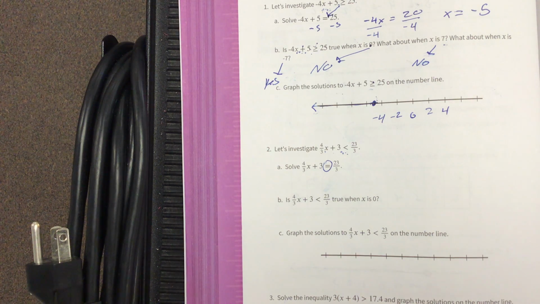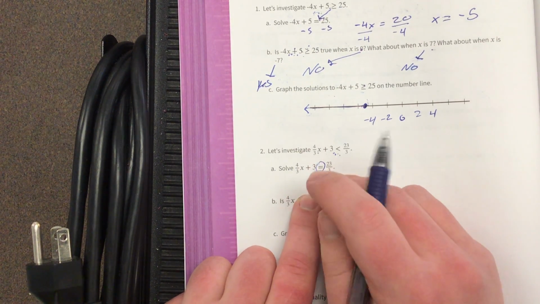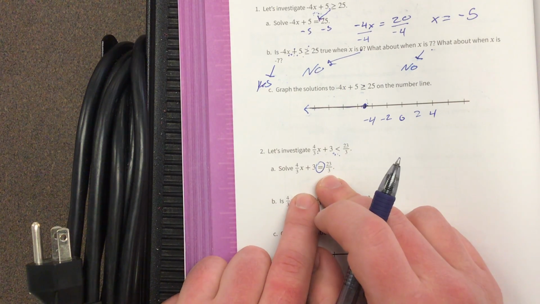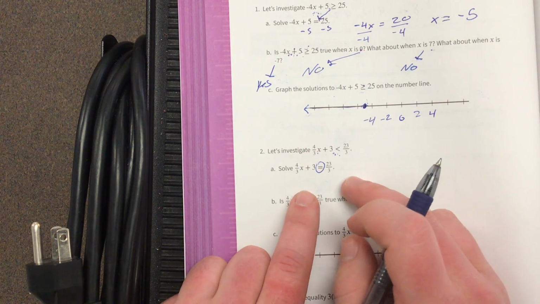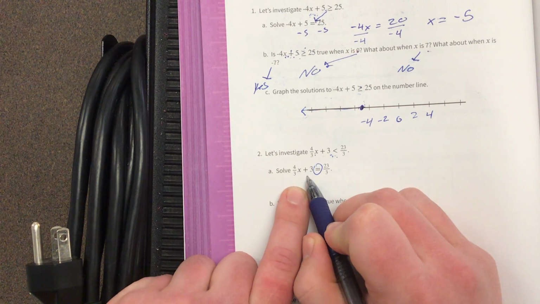Brooks, you got something? Yeah, I got x equals 10/3. I got something a little bit different than 10/3. Jared? I got 5. Just 5? Yeah. All right, well, let's go through this one. What do we got to do first here?